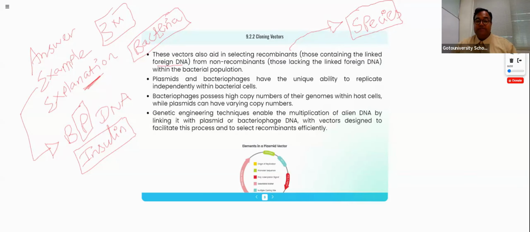Now we are coming to the next major segment. The bacteriophage has a unique ability to replicate independently within the bacterial cell. So who has the independent replicating property? The bacteriophage has the replicating property.